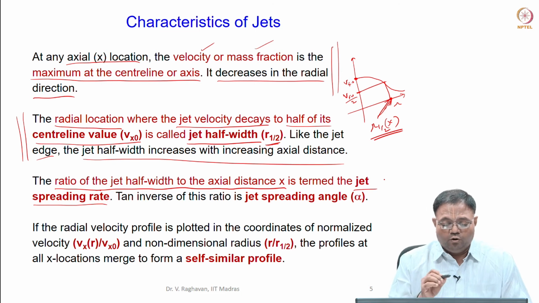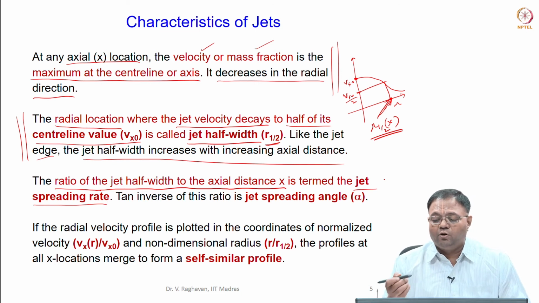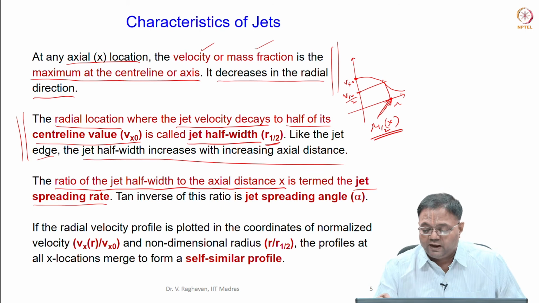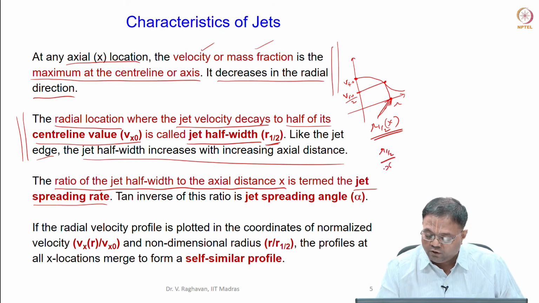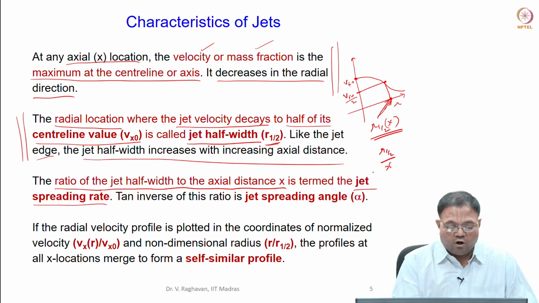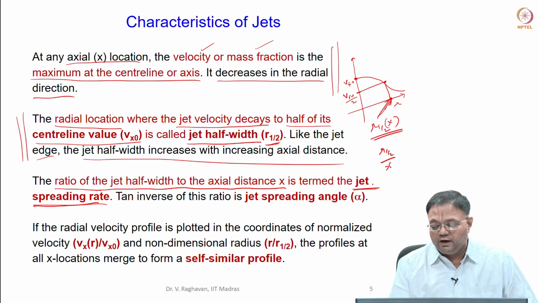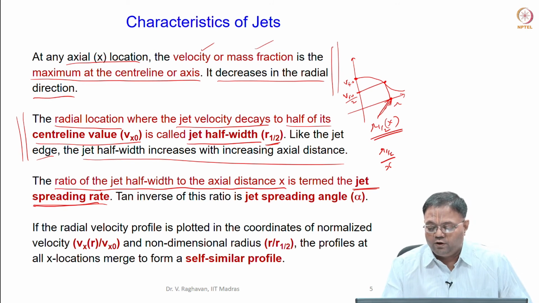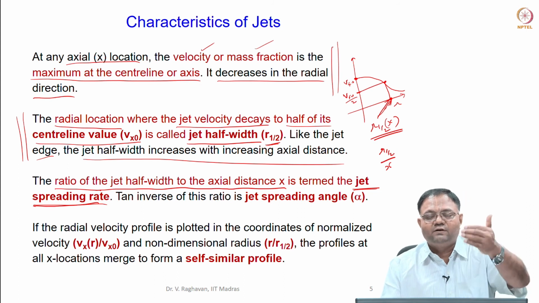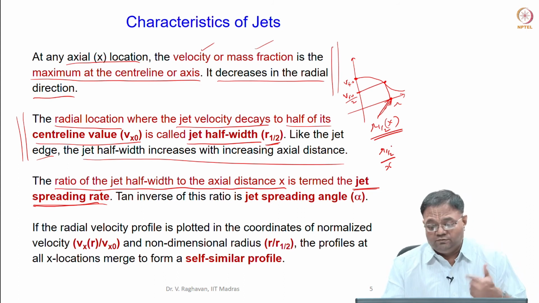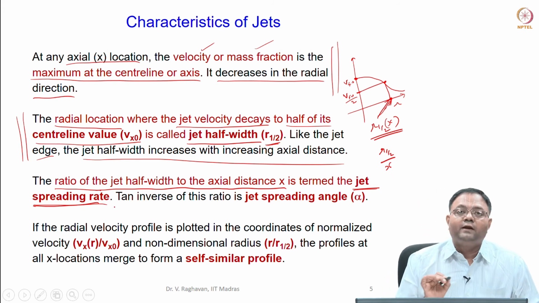So R half at a particular x location. If we calculate this R half as a function of x, this ratio is called the jet spreading rate. R half is lower at a lower x, and as x increases, R half also increases. But this ratio R half by x will indicate the jet spreading rate.